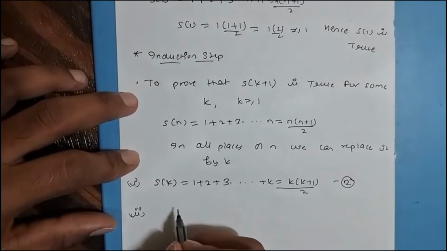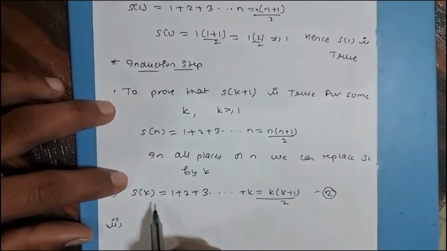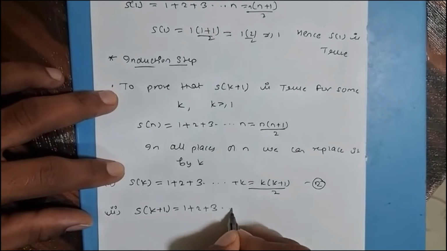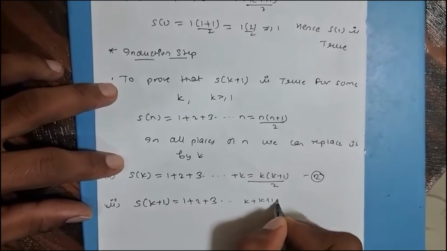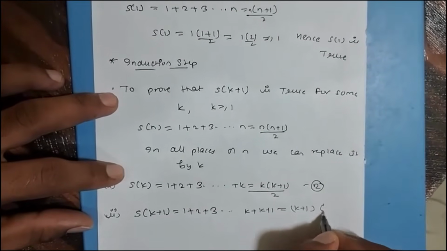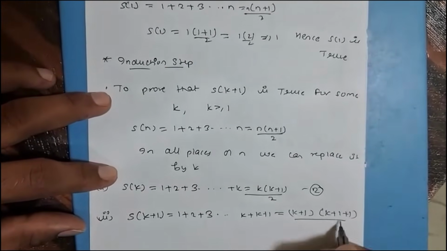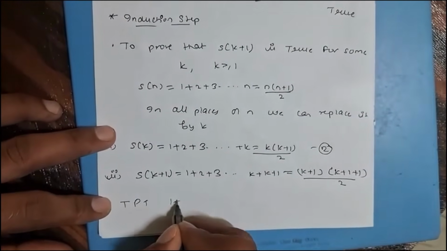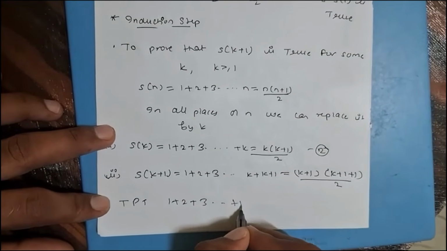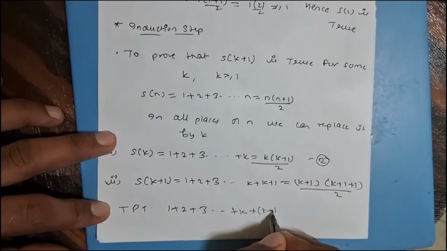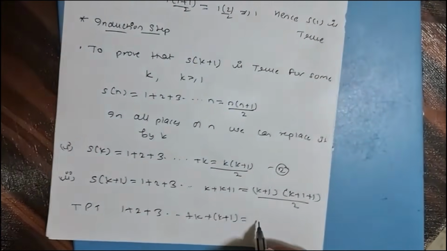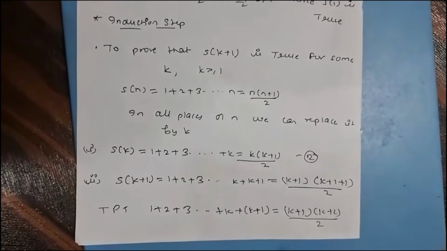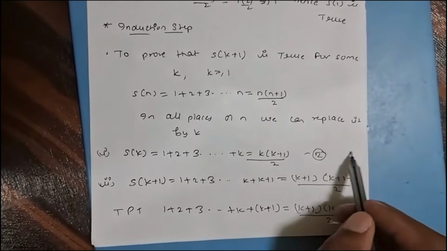Second step is we have to put the value of k+1 in place of k. So the equation becomes S(k+1) = 1 + 2 + 3 up to k+1 = (k+1)(k+1+1)/2. To prove that 1 + 2 + 3 + up to k + (k+1) equals (k+1)(k+2)/2. This is the equation. We have to prove it by solving these two equations.